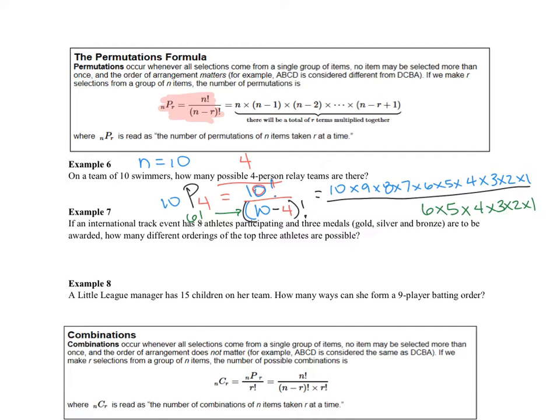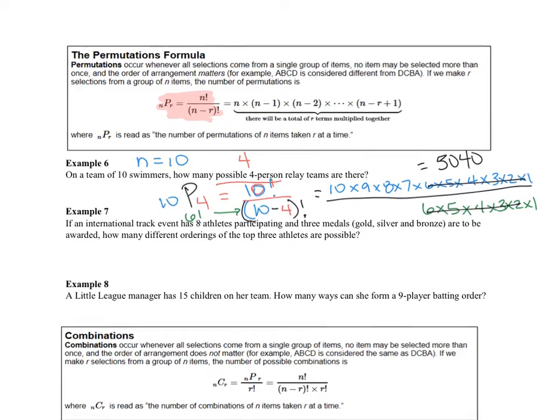So look what happens here. This and this will cancel. So you're left with just 10 times 9 times 8 times 7. And this is the total number of ways to permutate those things. And that's equal to 5,040 ways to arrange those different members of that swim team.